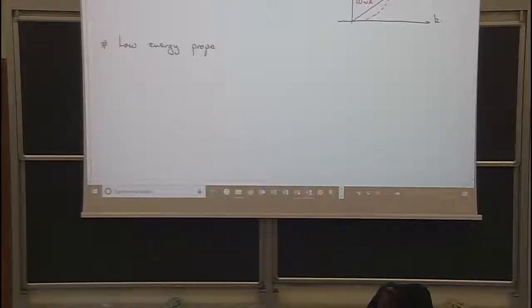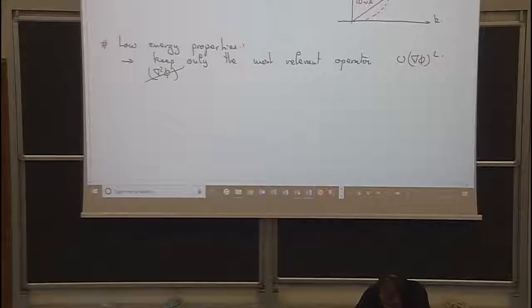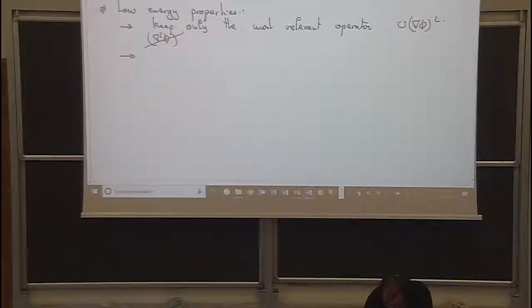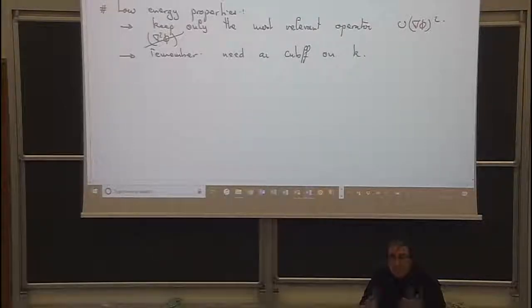properties, I can keep only the most relevant operator, which is u times grad phi square, meaning I throw away the grad square phi, which will give me a subdominant contribution. But of course, if I do this, I have to remember that I need a cutoff on K, because this is not valid all over the place. This is valid up to a certain point.